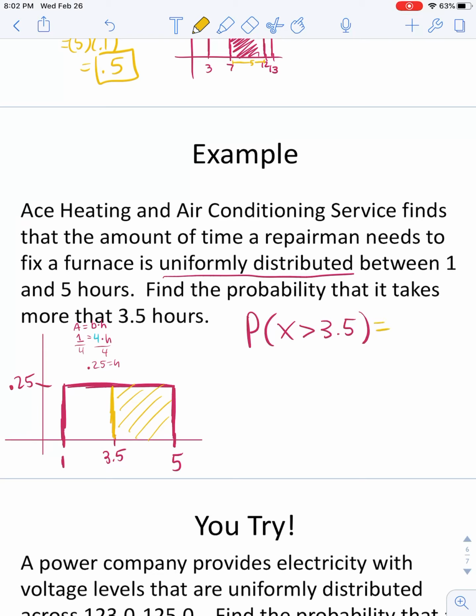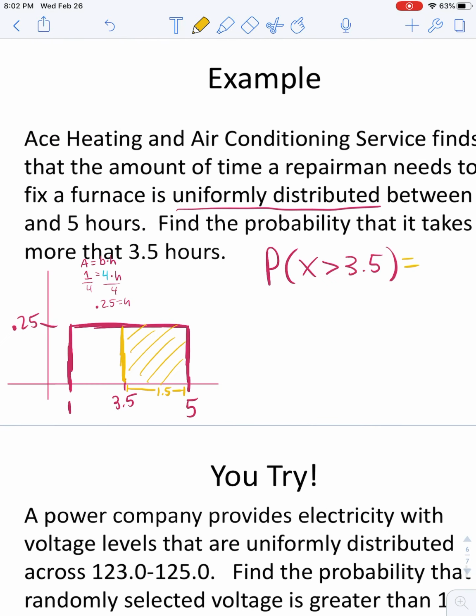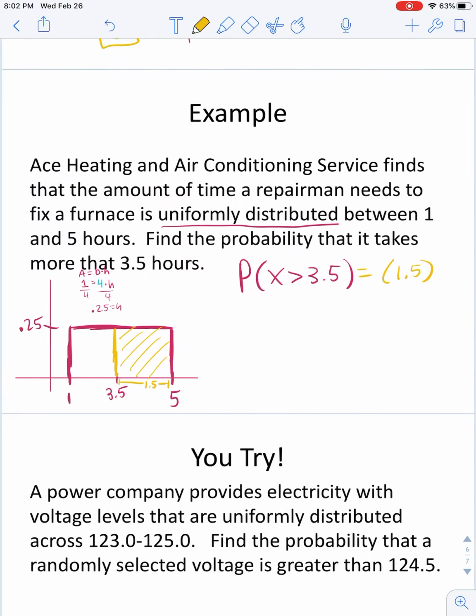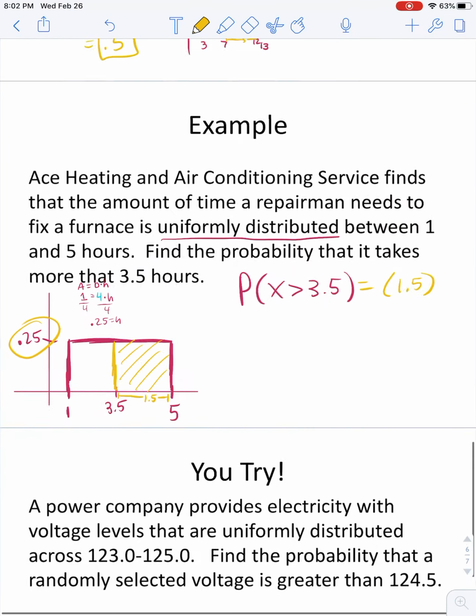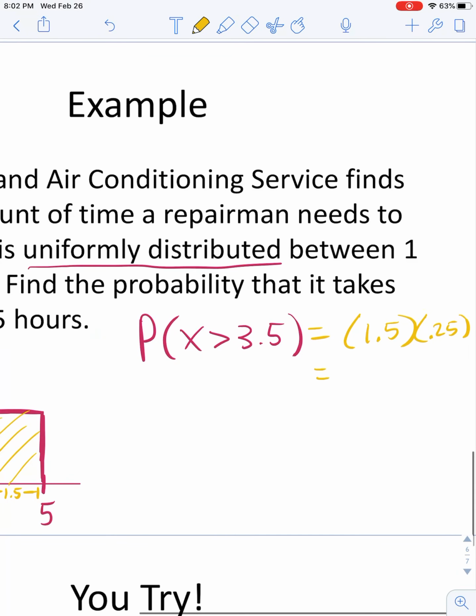Well, the area of a rectangle is base times height. My base here is 5 minus 3.5, which is 1.5, and we already figured out the height. The height is 0.25. And now this is something I can type in my calculator. 1.5 times 0.25 gives me an answer of 0.375, which is our probability.